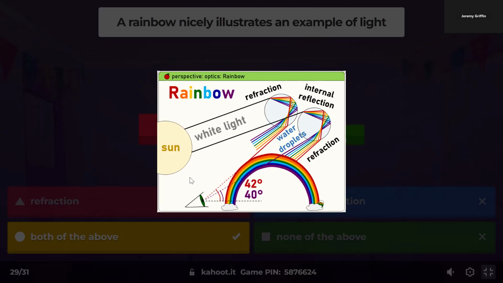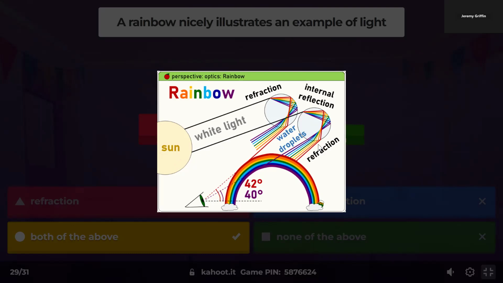Guys, next time you see a rainbow, where will the sun always be relative to you and the rainbow? Yeah, behind you. The sun is always behind you, if you notice that, and the rainbow is in front, where we're looking. So you have both processes going on.